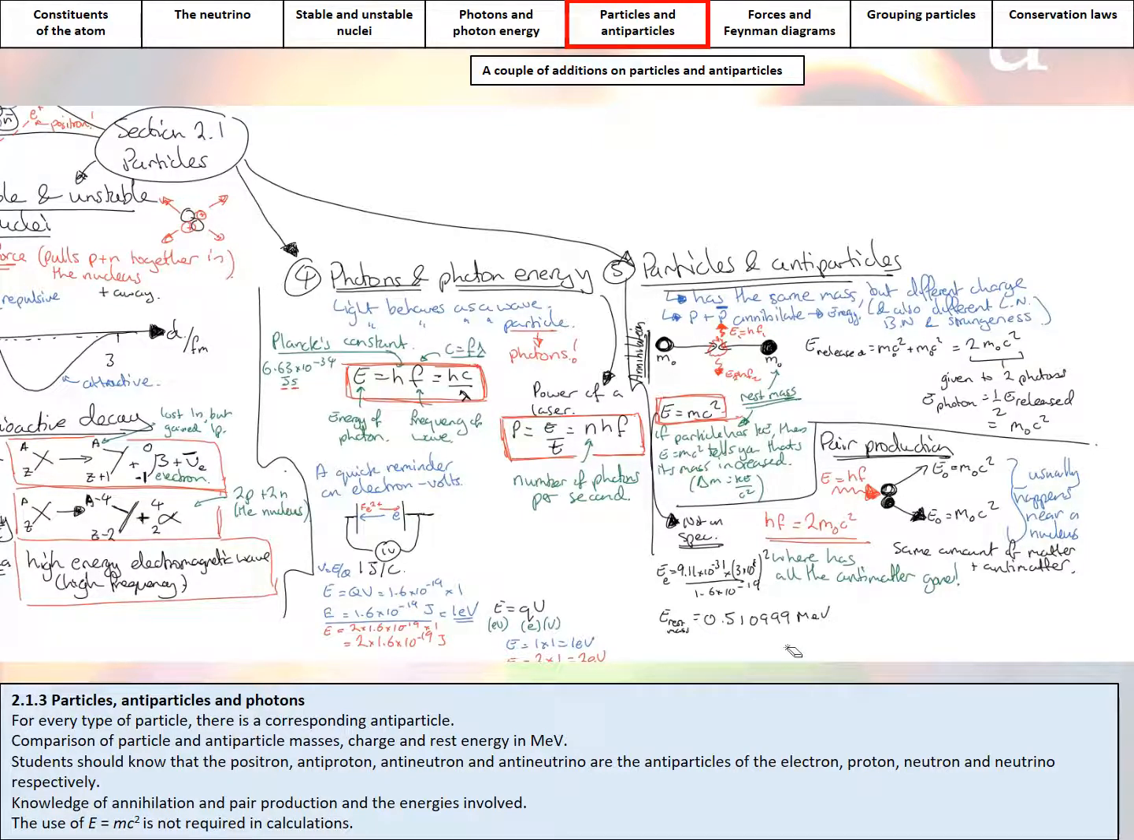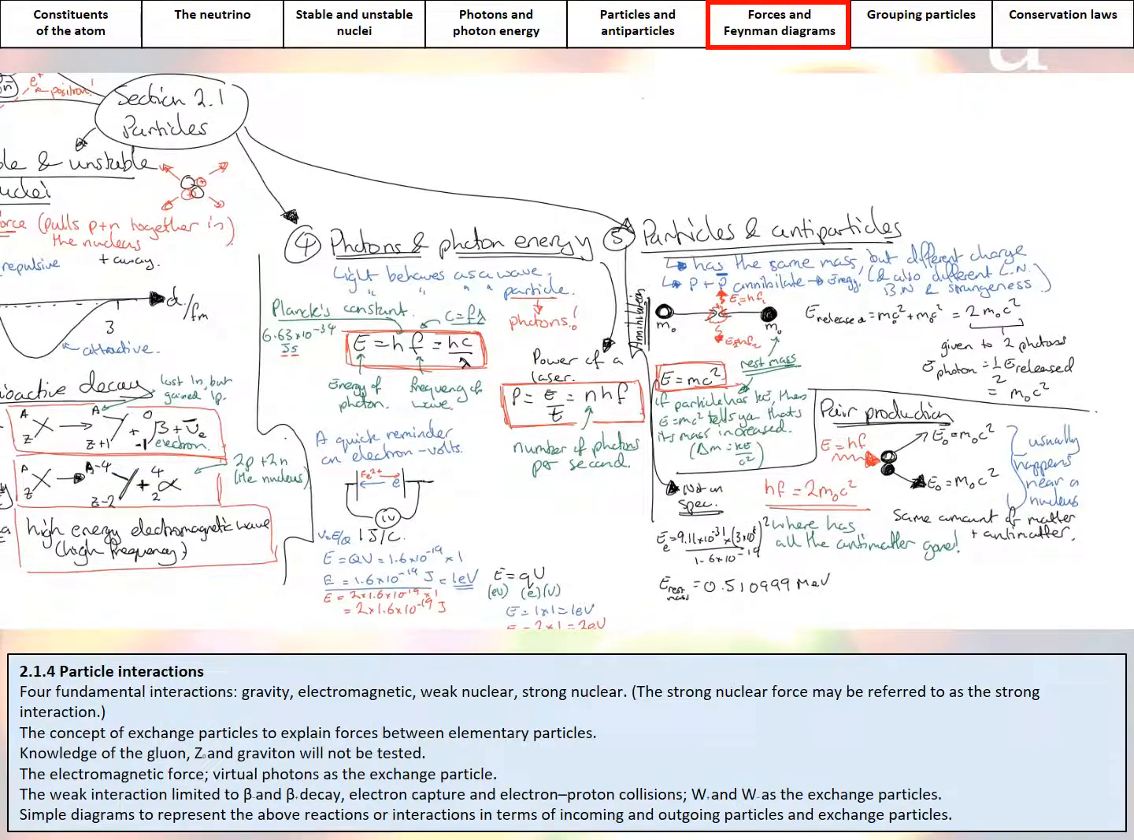So all you'll have to do is look up the rest mass energies in mega electron volts on the formula sheet, and then add up the total for the particles that you've annihilated, and that gives you the total energy, which will give you the energy of the photons that are released. So you don't actually need to use E equals mc squared at all. Anyway, that's the additional bit on particles and antiparticles that didn't end up in the previous chunk.